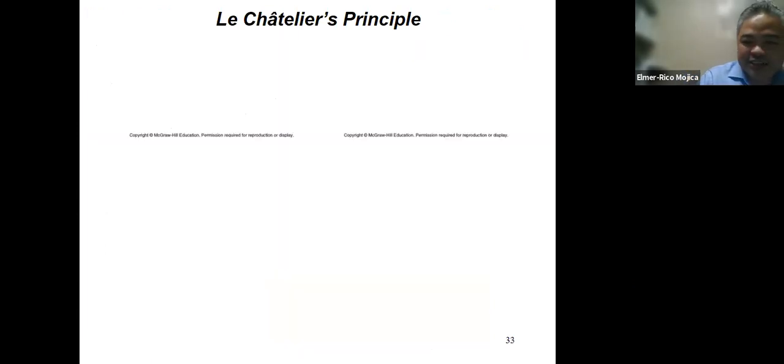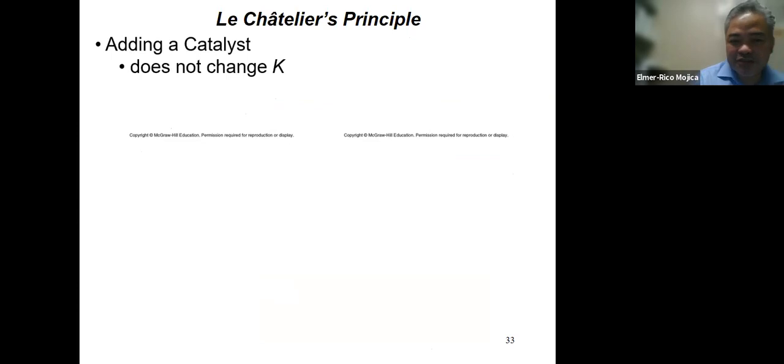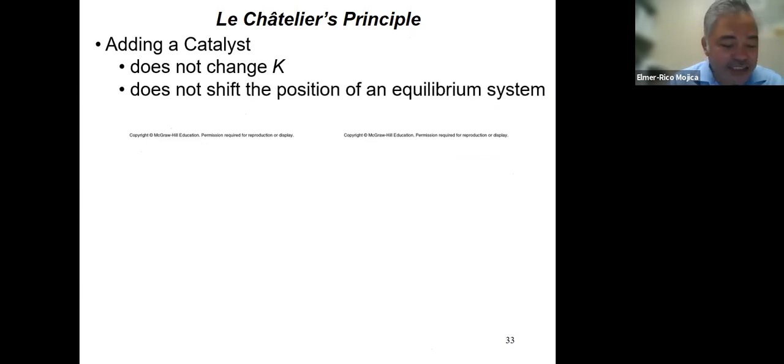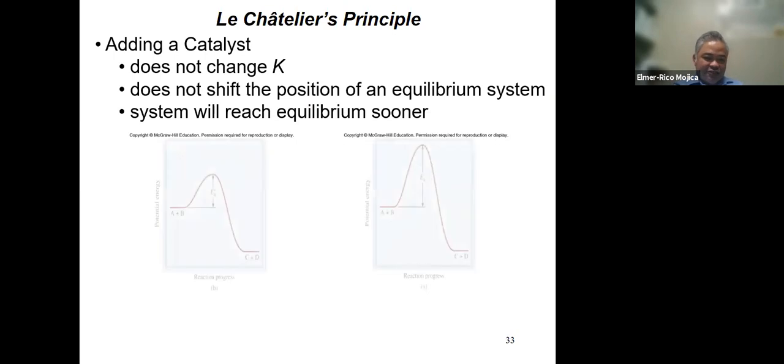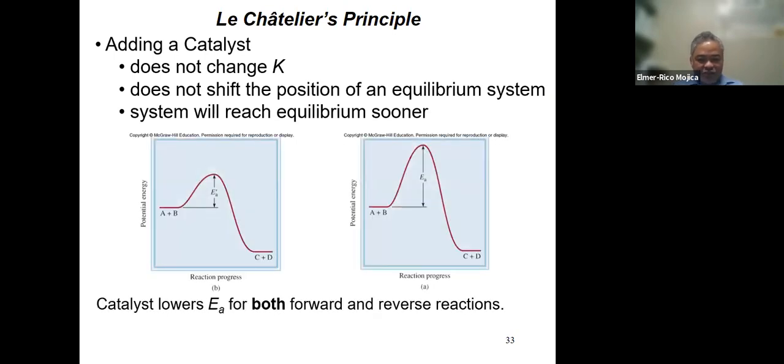Now, the last here that we have is what we call the catalyst. We discussed already what the catalyst is in our previous chapter. It doesn't change the K value. What the catalyst does is just make the reaction reach equilibrium faster, but it does not shift the position of an equilibrium system. It will not have any effect. And what the catalyst does is just lower the activation energy.